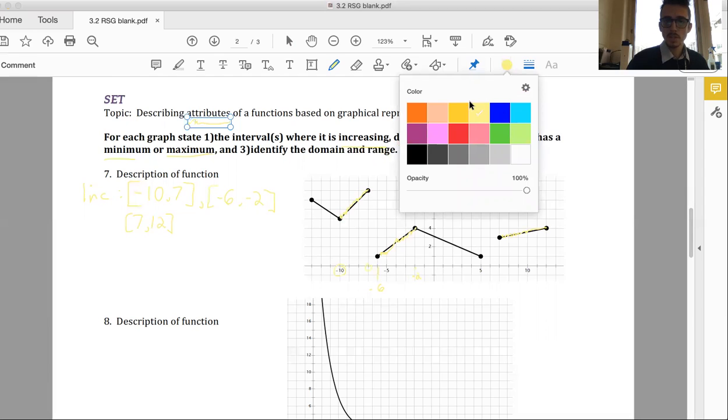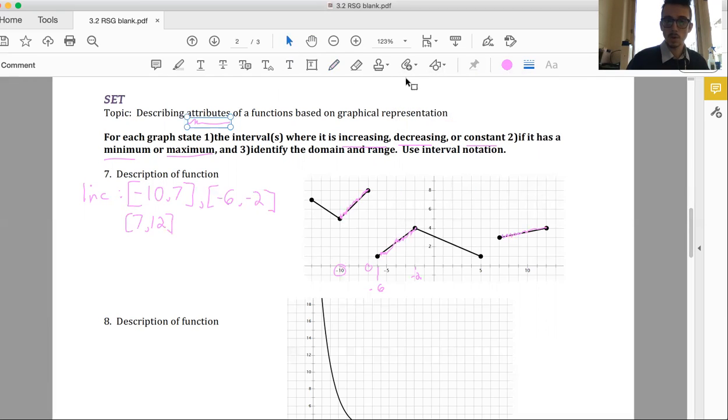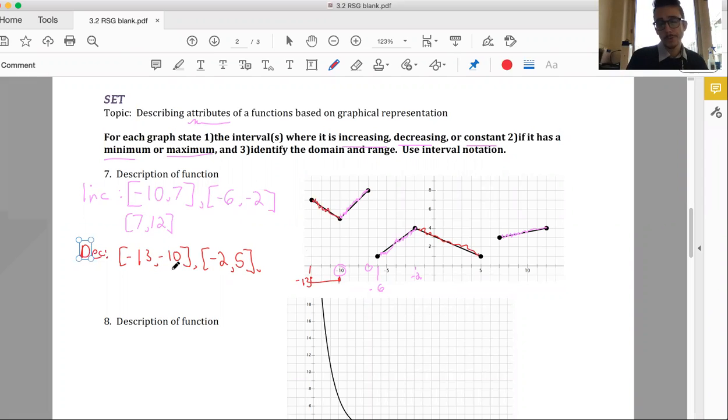Pause the video, actually try this out. See if you can get a hold of where it's decreasing. Hopefully you were saying that it was decreasing from this x coordinate here, which was -13, all the way to here, -10, and we can include those, so we use brackets. In red, this was definitely decreasing from -2 all the way to 5. And I'm using brackets to denote that.